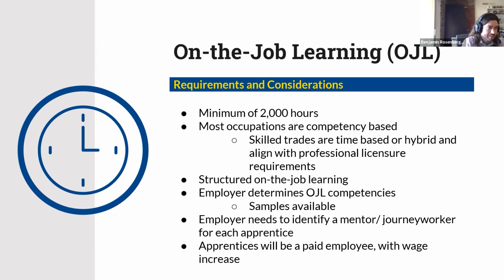Additionally, with on-the-job learning, I've mentioned this before, but there is a mentor to journey worker ratio that must be met. So an employer must make sure that they have a mentor for every apprentice that they hire. Now, the default ratio for mentor to apprentice is 1-to-1. However, for non-hazardous occupations, that can be expanded. So even though the default ratio is 1-to-1, if you're working in a non-hazardous occupation, you can definitely look at having that be a 2-to-1, 3-to-1, 4-to-1, or wherever else based on business needs.